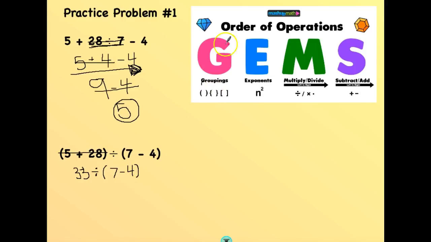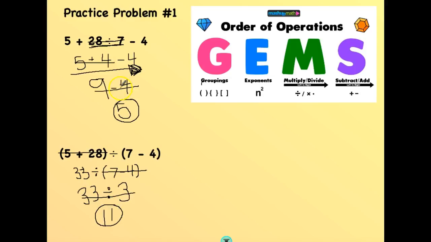Now I'm going to check for any more groupings, and I do see another grouping, so I'm going to go ahead and cross that out and solve for that first. 7 minus 4 is 3, and then I bring down the rest of my problem, which is 33 divided by 3. Now I can use my multiplication facts to help me solve this. I know that 3 times 11 is 33, so 33 divided by 3 is 11. So the value of this expression is going to be 11.